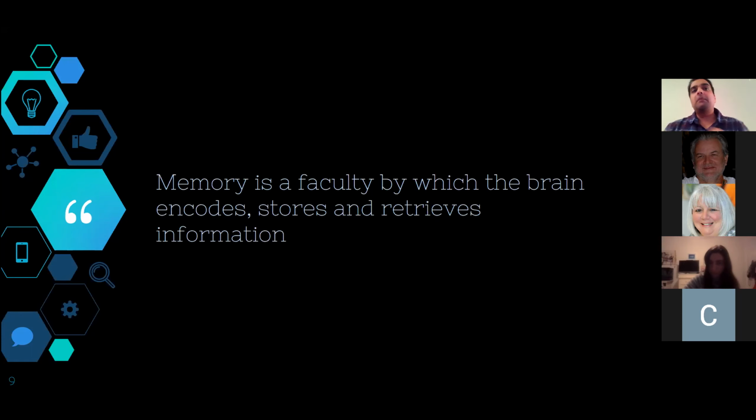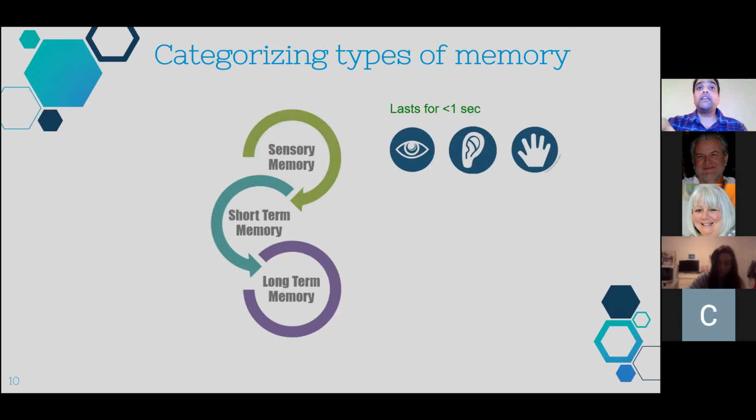Now, memory can be categorized in many different ways. One way to categorize memory is by how long you can store a particular kind of memory.